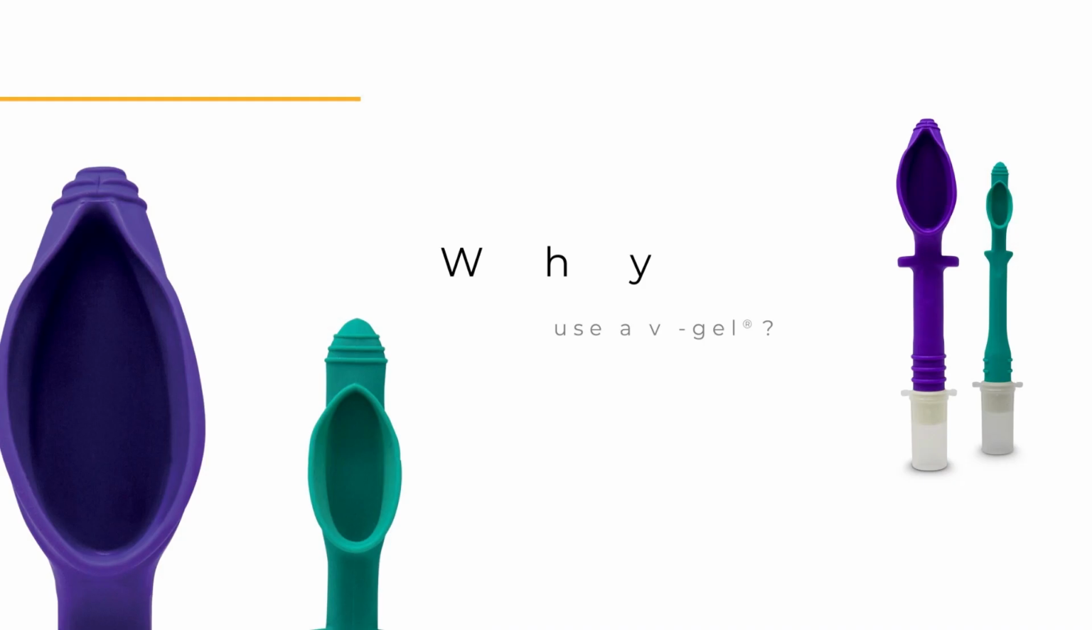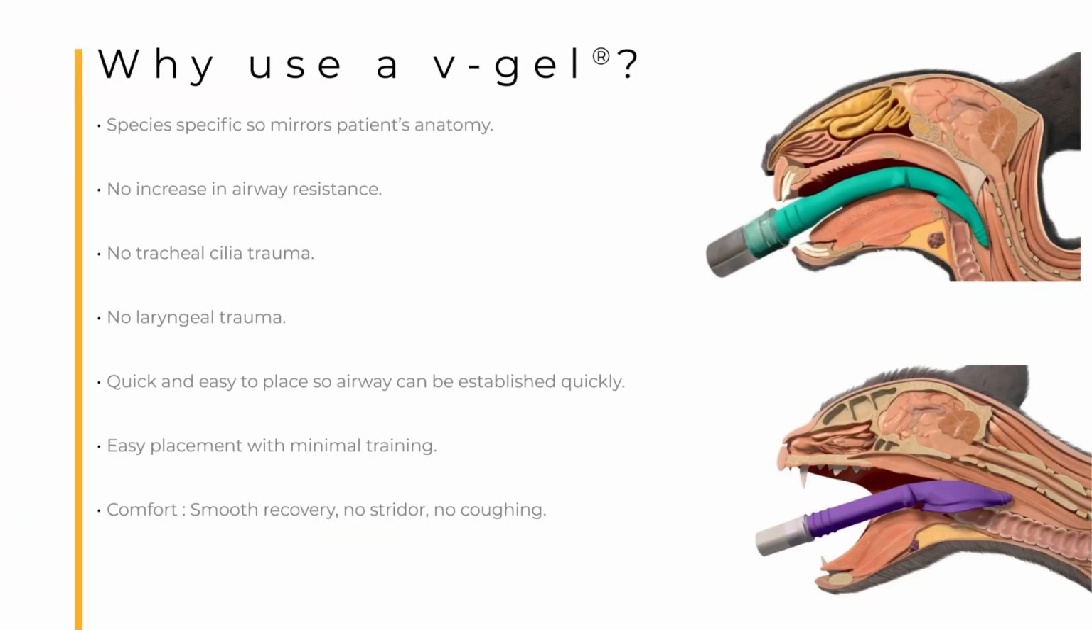Why use a V-gel? The devices are species-specific, so it mirrors the patient's anatomy. No increase in airway resistance, as the patient breathes completely naturally with no obstructions. No tracheal ciliary trauma or laryngeal trauma, as these structures are not touched during insertion or placement. They are quick and easy to place, so that an airway can be established quickly and effectively.